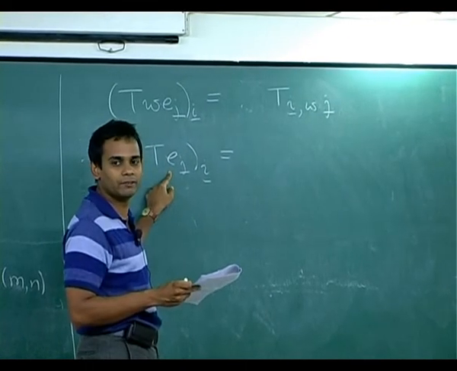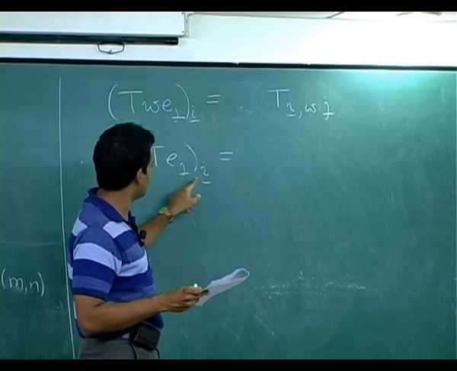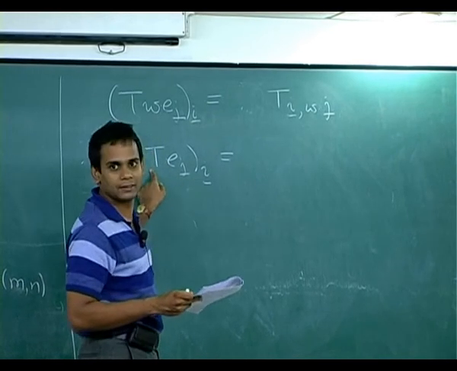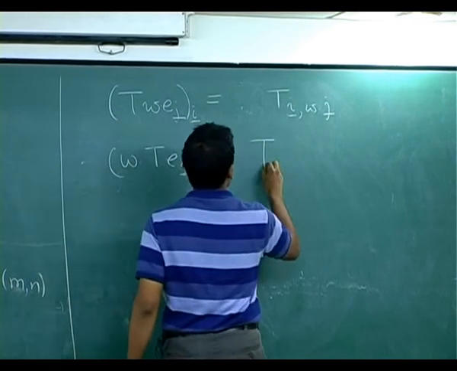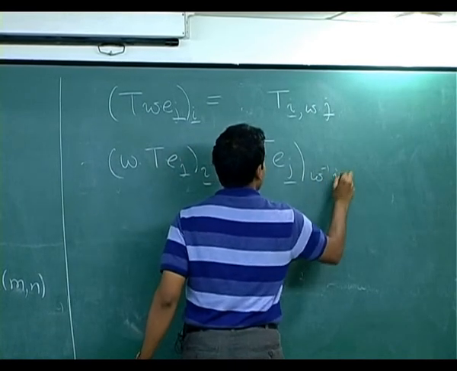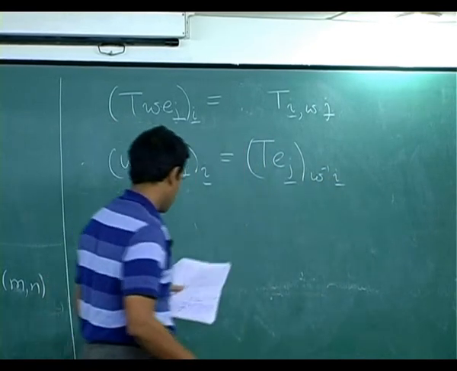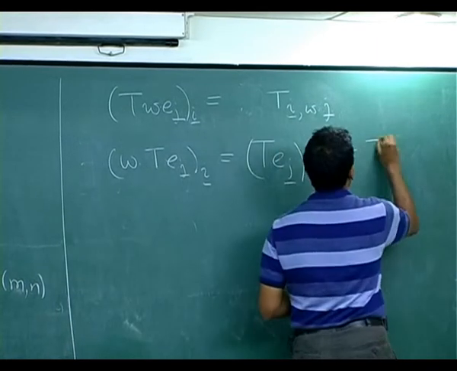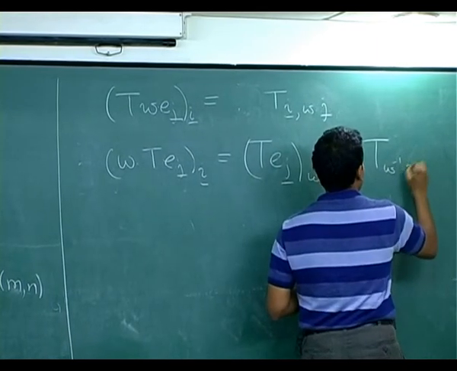So, to find the ith coordinate of W dot something, I should find the W inverse dot ith coordinate of this. Right. So, this should be T E j W inverse dot I, but that is T W inverse dot I comma j.